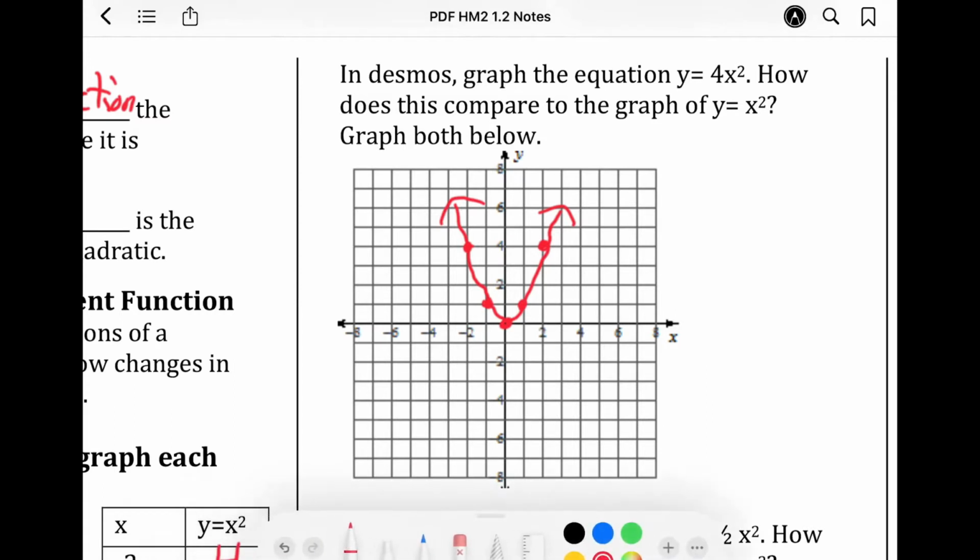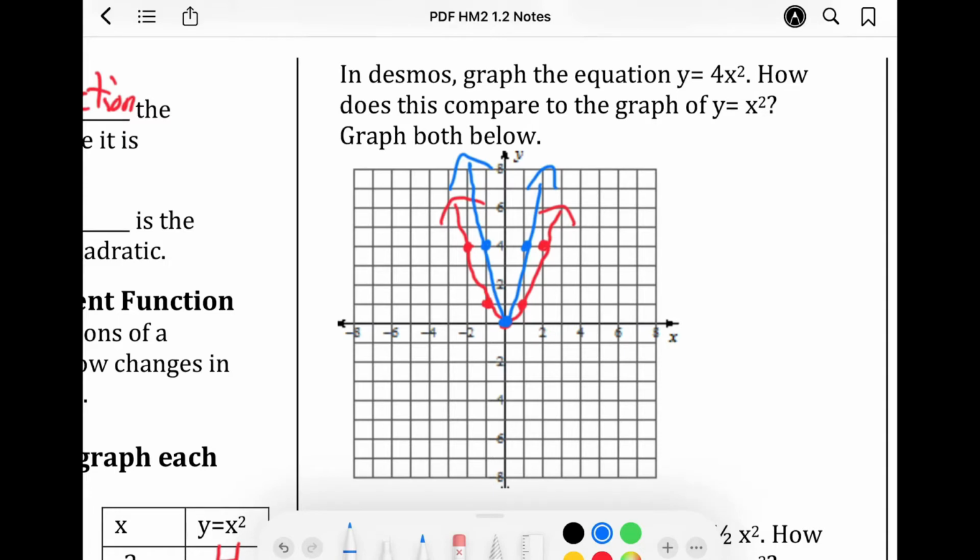So using a different color, I'm going to go 0, 0. And then it was negative 1, 4, and 1, 4. So this is what my new graph looks like.